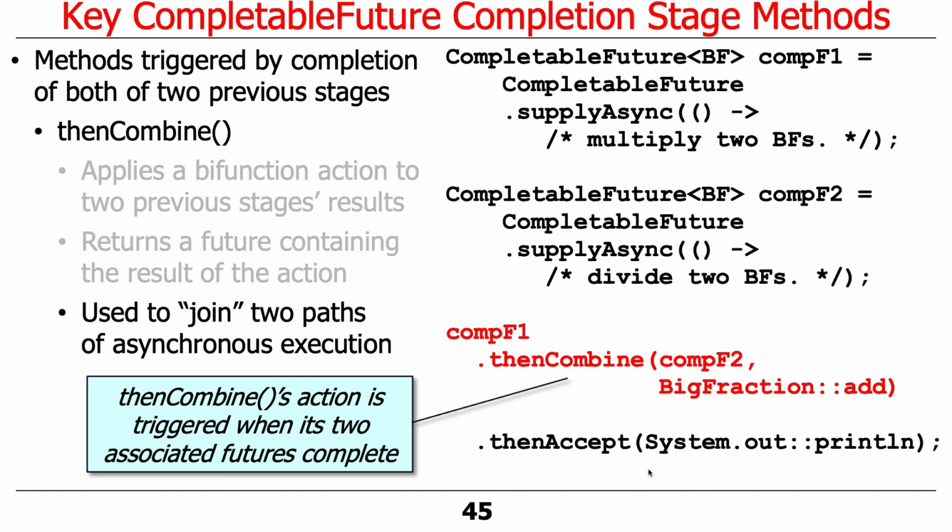And then we take the results from the first computation that's running asynchronously, and we combine it with the second computation that's running asynchronously. And when both of these computations finish, successfully of course, we then go ahead and add the results together. So this big fraction add only runs when both CompF1 and CompF2 complete. And then we print the results or whatever. The point is that we don't do this computation, the big fraction add, until both of the previous computations are finished. So it's basically a logical and.